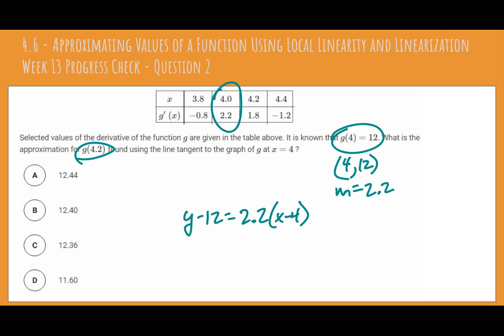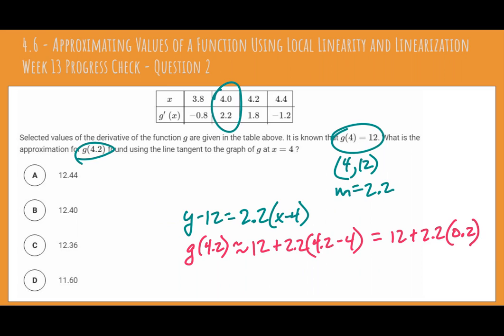So then I'm approximating g of 4.2. So g of 4.2 is approximately equal to, replacing the y there, 12 plus 2.2 times (4.2 minus 4). All right, so that is equal to 12 plus 2.2 times 0.2. 2.2 times 0.2 is 0.44. So 12.44 is going to give us A.